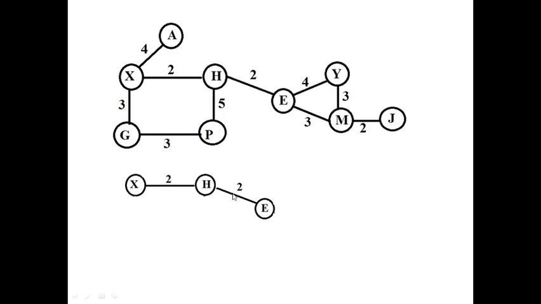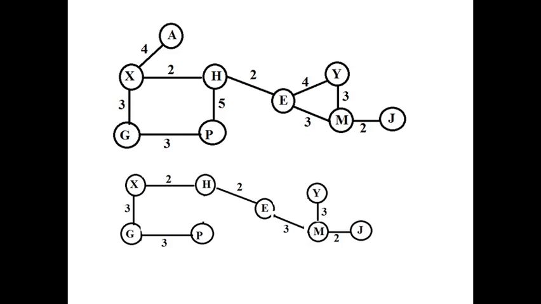Because of the lowest value I have included H to E, and next I'm going to include M to J because of the value, and then I have to include X to G with the value of 3, next G to P, and then E to M, next M to Y. So once again we have produced the same minimum spanning tree, but the steps were slightly different. So you would have understood the difference between Prim's and Kruskal's algorithm.